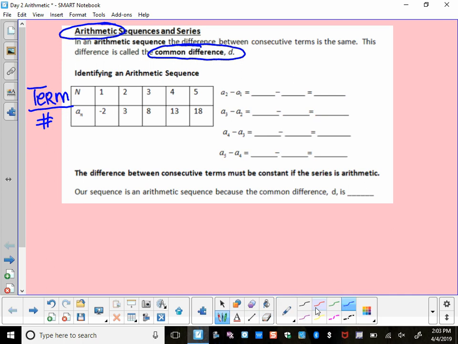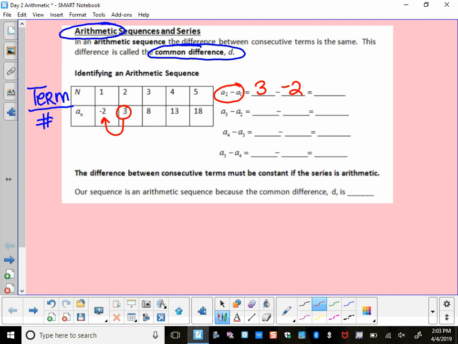All right, so look to the right. We have our second term minus our first term. So what's our second term minus the first term? The second term is what? 3. My first term is -2. You guys see that? My second term was 3. My first term was -2. All right, so what is 3 minus -2? 5. All right, so write 5.